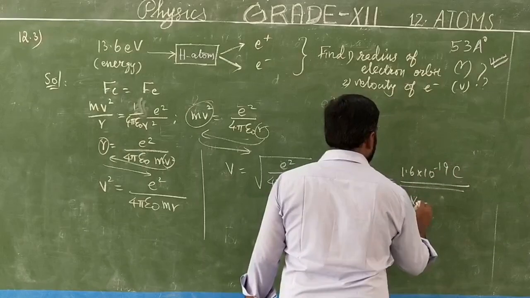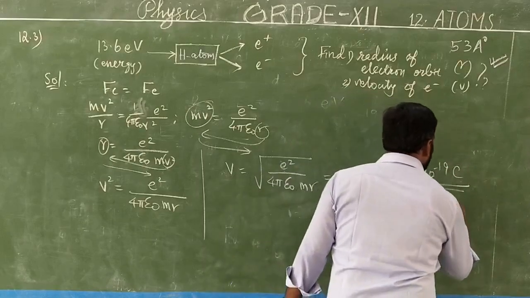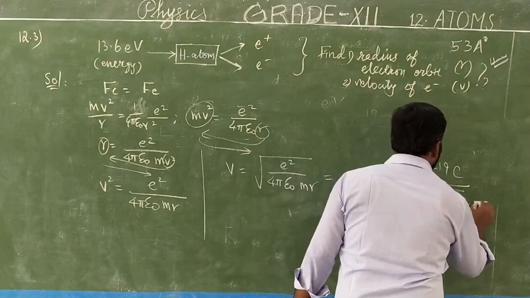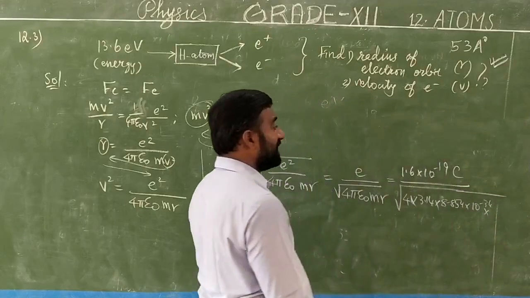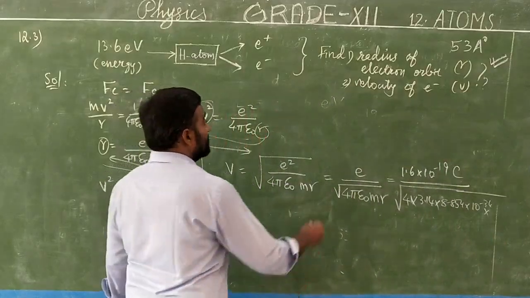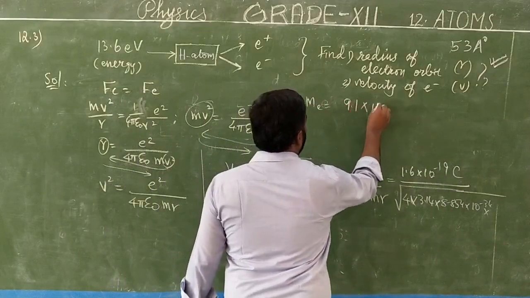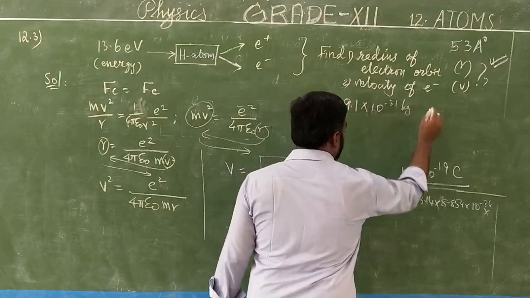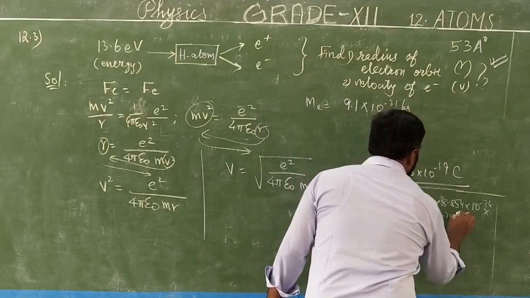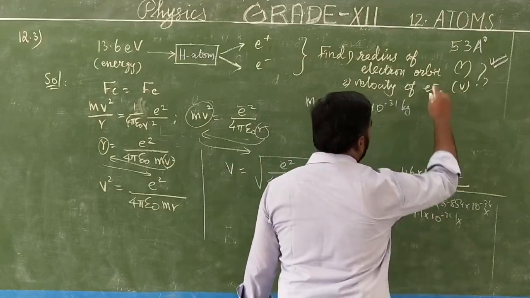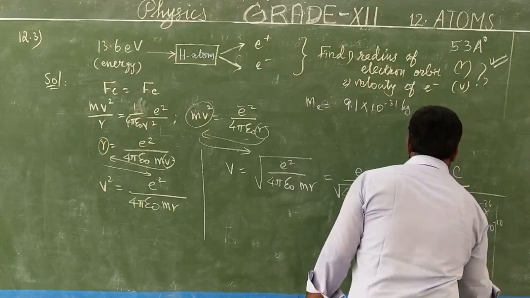4 into 3.14 into epsilon naught, which is 8.854 into 10 to the power minus 12, into the mass of an electron. What is the mass of an electron? The mass of an electron is 9.1 into 10 raised to minus 31 kilogram. Into the radius we found. What is the radius? 53 angstrom. So 53 into 10 raised to minus 12 meter.